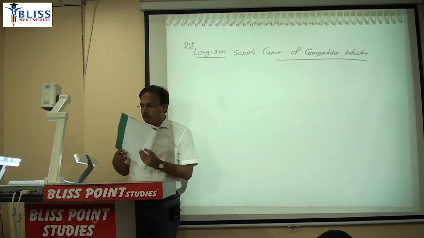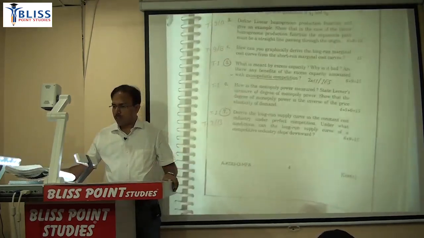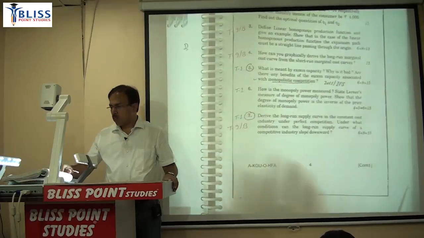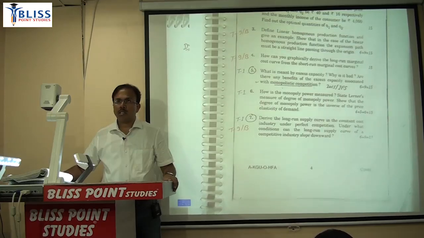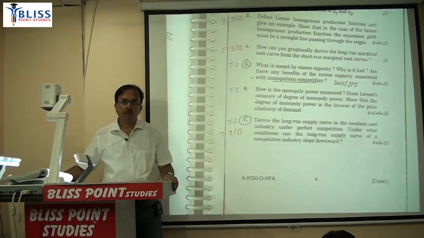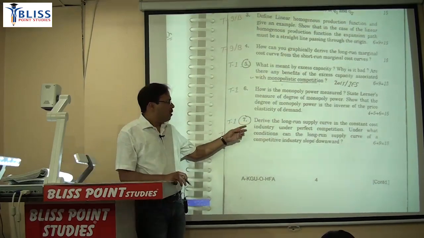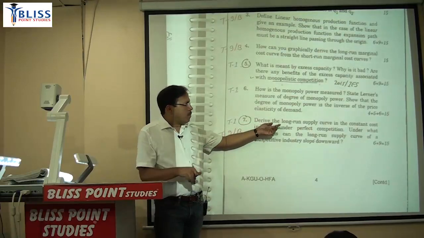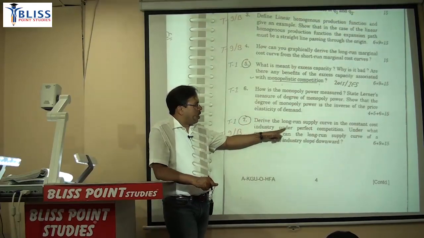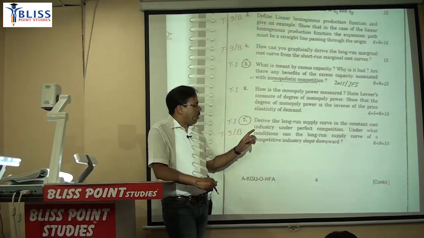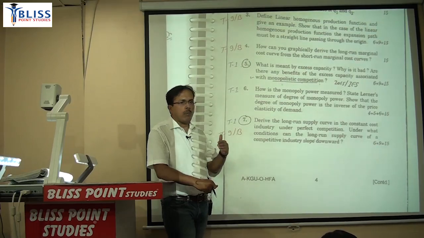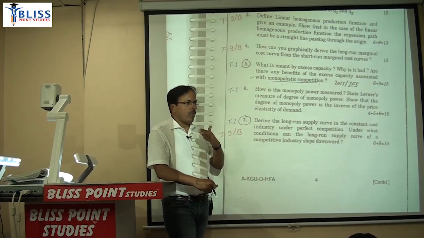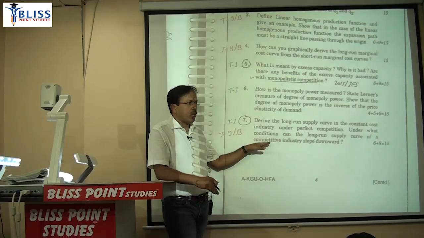Basically this topic will be answering these types of questions. ये इकोनॉमिक सर्विस वाले क्वेश्चन है एक्चुअल में 2015 का. दिस लास्ट क्वेश्चन रीड दैट. Derive the long run supply curve in the constant cost industry under perfect competition. Under what condition can the long run supply curve of a competitive industry slope downward? मतलब सप्लाई का तो नॉर्मली हमने अपवर्ड स्लोपिंग बना रखा है, तो in which condition it can be sloping downward.